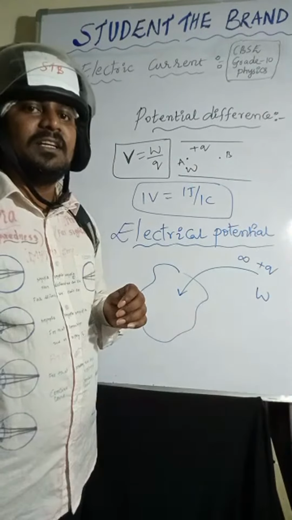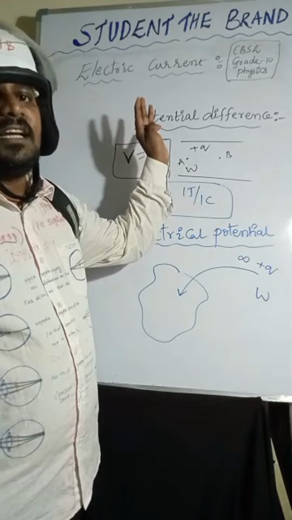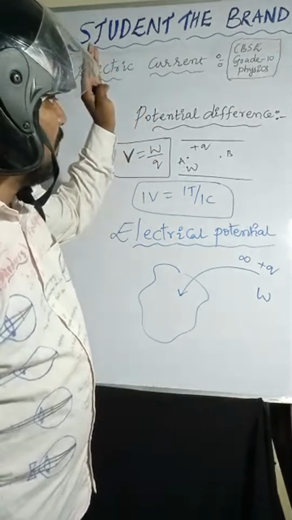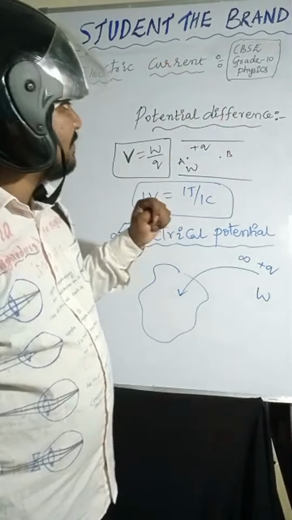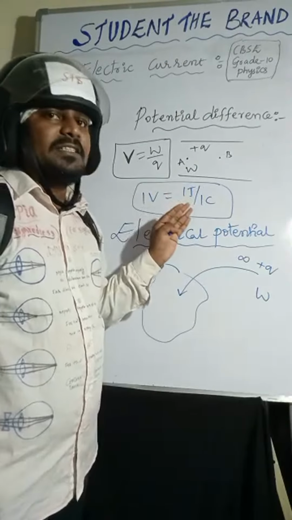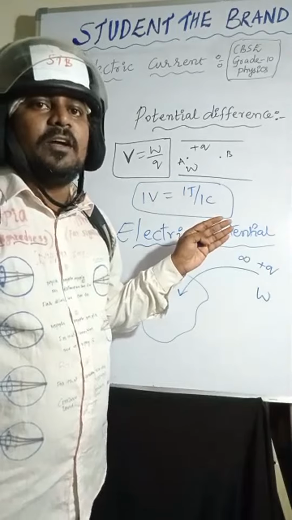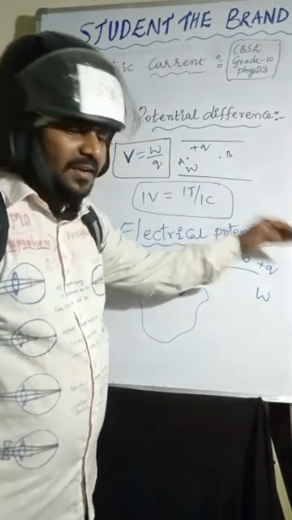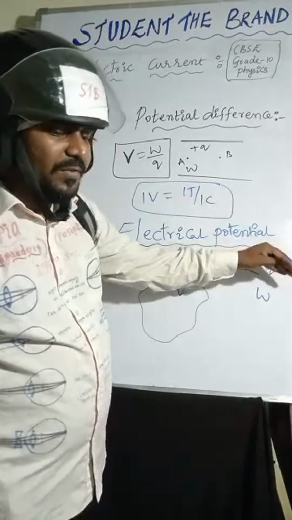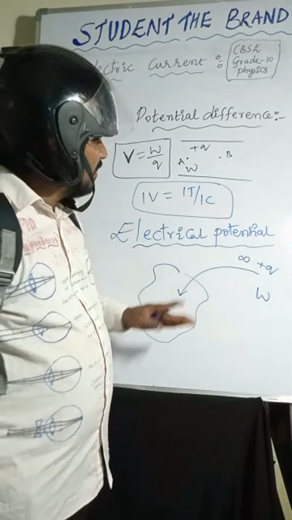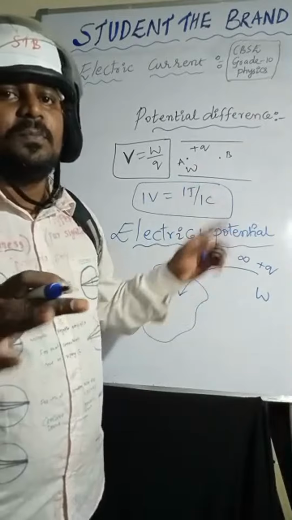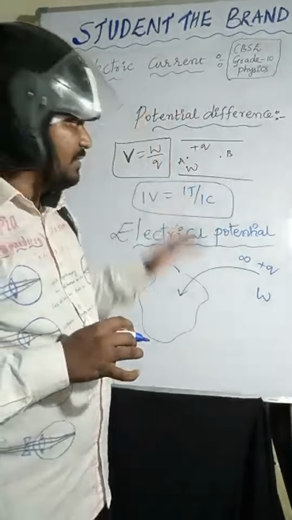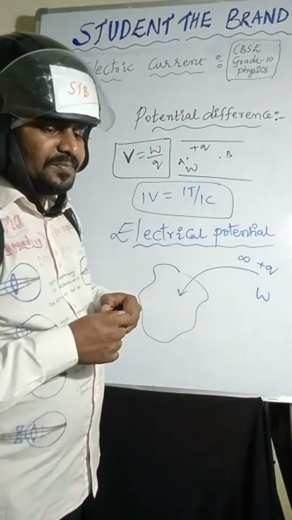Once again, potential difference is nothing but the work done to bring unit positive charge from one point to another point within the conductor. Electrical potential is nothing but the work done to bring unit positive charge from infinity to the required field. I hope it is very clear. So, potential difference and electrical potential.